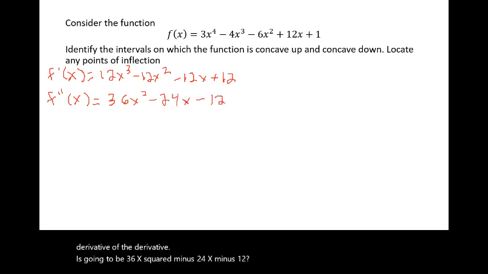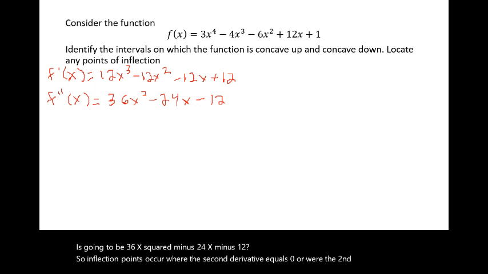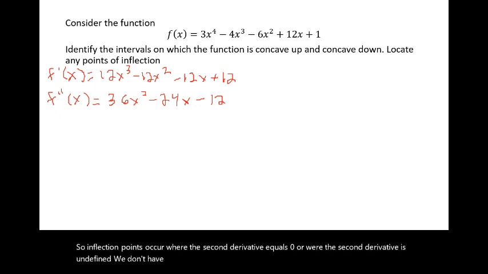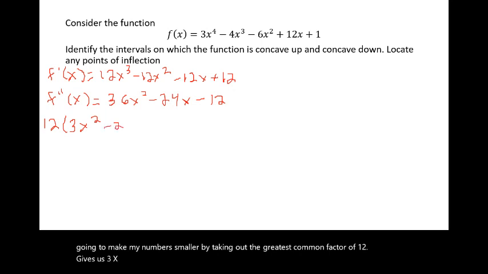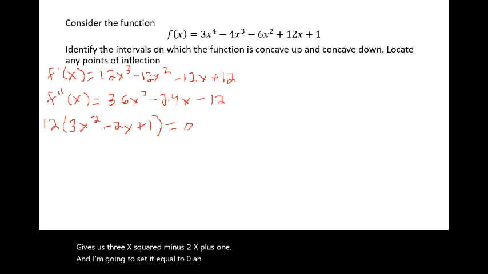Inflection points occur where the second derivative equals 0 or where the second derivative is undefined. We don't have to worry about where it is undefined, so we're just going to figure out where the second derivative equals 0. First, I'm going to make my numbers smaller by taking out a greatest common factor of 12. That gives us 3x squared minus 2x plus 1, and I'm going to set it equal to 0 and solve for x.